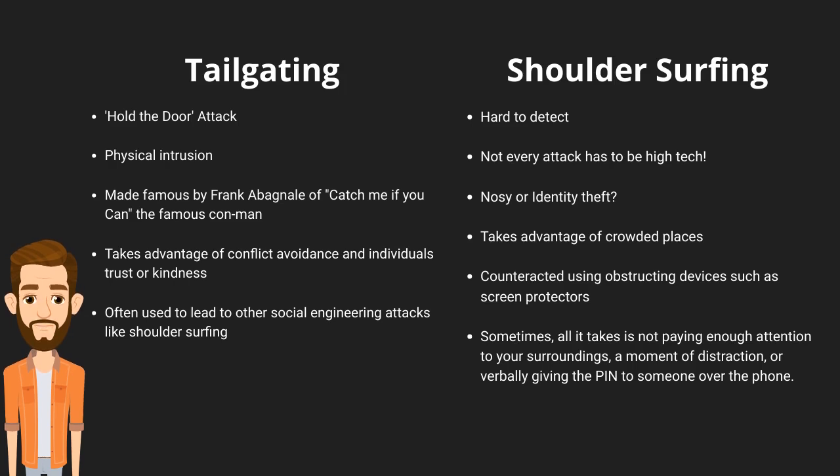It's often difficult too because even if it is detected, you may not be sure if the person was perhaps performing some form of identity theft or if they were just being nosy and snoopy. The best way to counteract shoulder surfing is with obstructing devices like screen protectors, or oftentimes you'll see them on ATM shields that keep it so that it's a lot harder to see what you're typing.